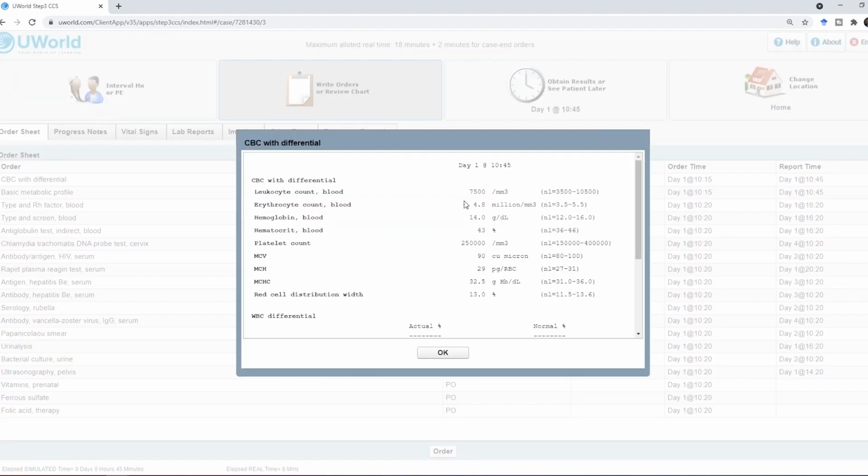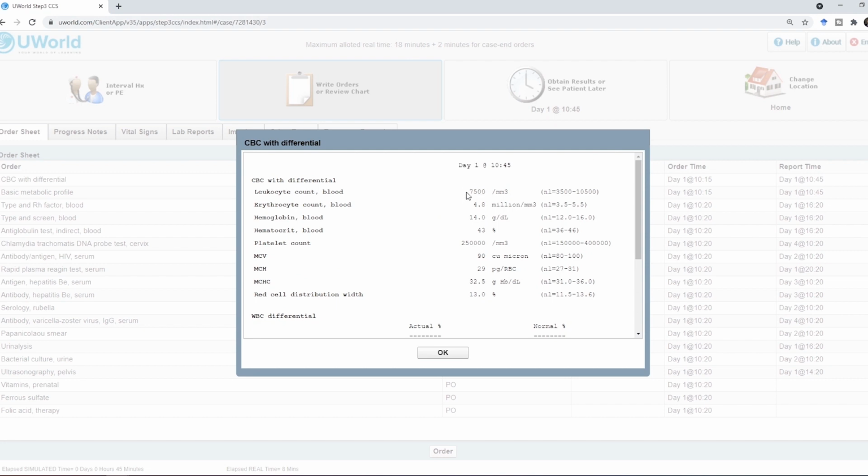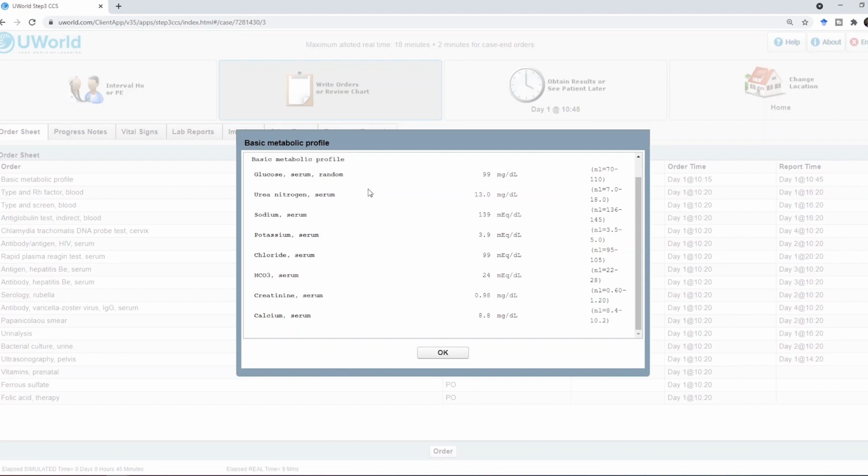Here are the results of the CBC with differential. You'll see here the normal values. Here you can see the results of the patient and nothing is abnormal. There usually is a star next to where there is something abnormal. The text will be different because you have to read it. They don't usually show you a star next to the abnormal results on the text. Continue. Here is the BMP.